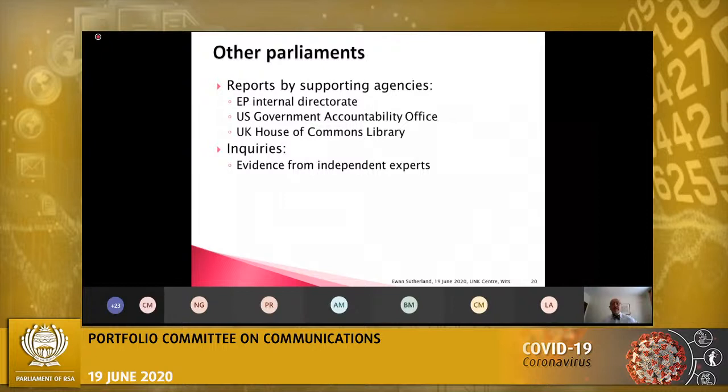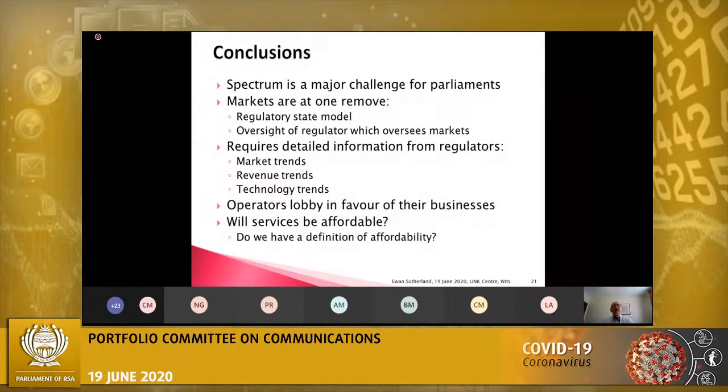So spectrum is a big challenge. It's a very difficult one. The markets are at one remove because there's government, there's regulator, there's markets. You're overseeing a regulator which oversees the markets, which just makes life difficult.